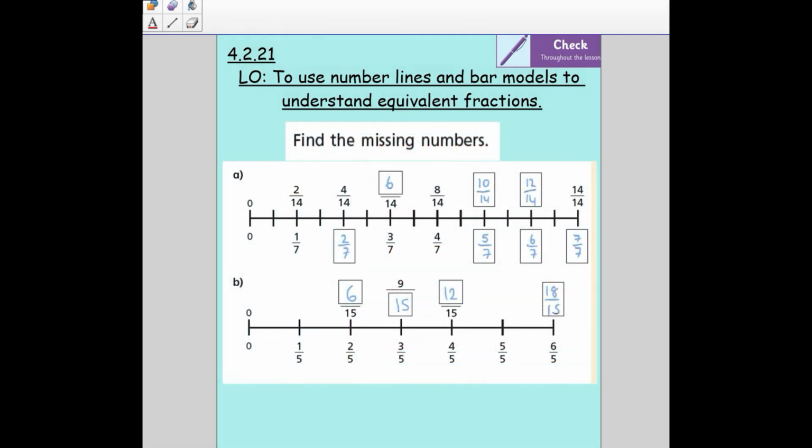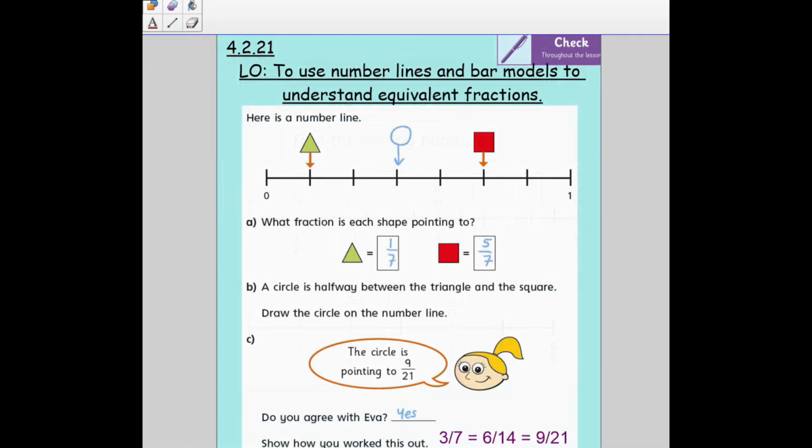Let's have a look at this. Find the missing numbers. The missing numbers were 6/14, 10/14, 12/14 along the top, 2/7, 5/7, 6/7, and 7/7 along the bottom. For B, the missing parts were 6/15, 9/15, and 12/15, and the last one was 18/15. Let's have a look at this one.